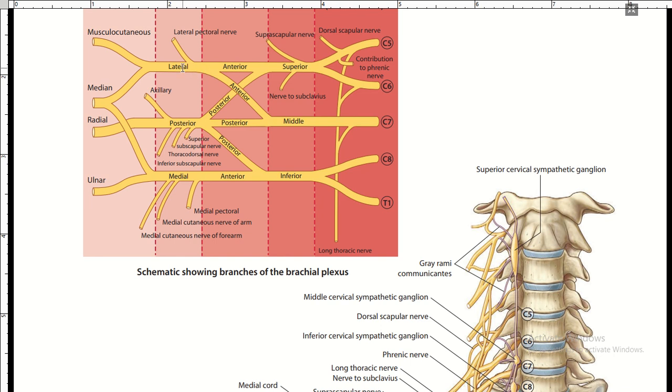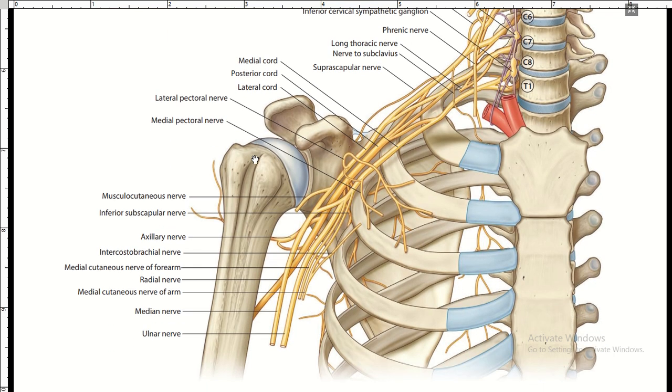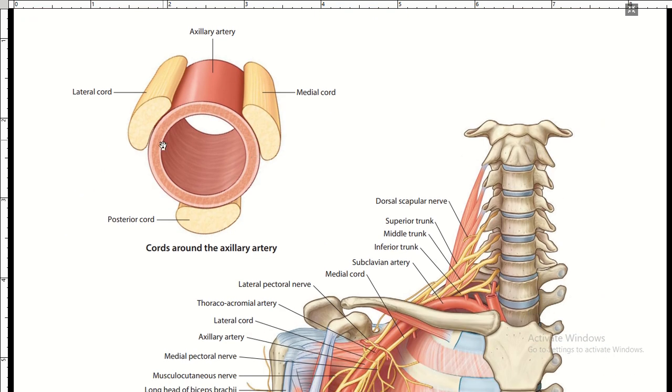Very important. Right. So let's take a look at the branches of each cord. The lateral cord is going to be called lateral because it's going to be lateral to the second part of the axillary artery. So this is your axillary artery, the second part of the axillary artery, and the cords are named according to their orientation relative to the axillary artery. So the cord that is lateral becomes the lateral cord and gives some branches. The one that is medial becomes the medial cord and gives some branches. And the one that is posterior becomes your posterior cord that gives some branches.